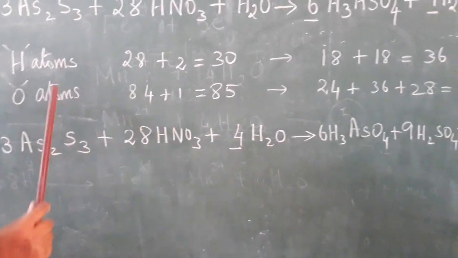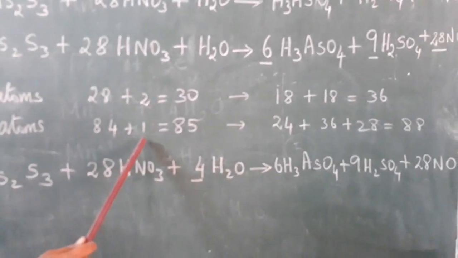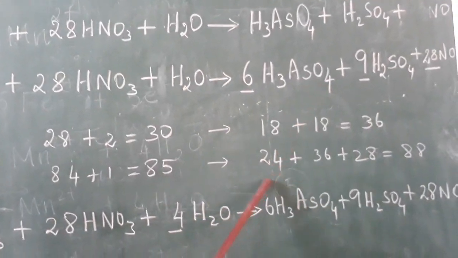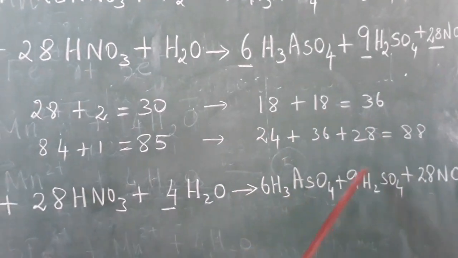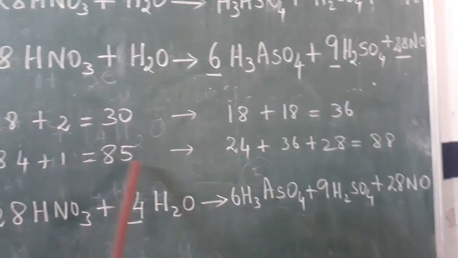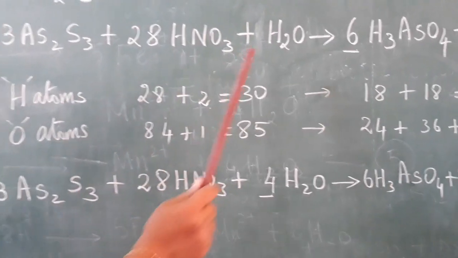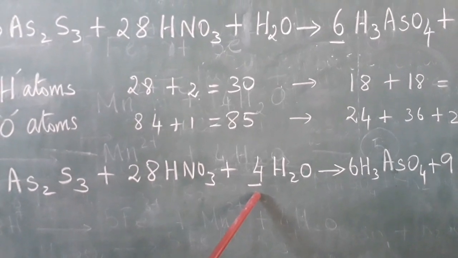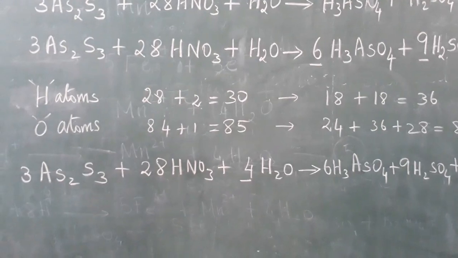For the oxygen atoms, here 28 into 3, 84, and one more oxygen is present in water, so 85. Here 6 into 4, 24, 9 into 4, 36, and 28. Adding these 3 we get 88. There is a shortage of 3 oxygen atoms. For that purpose, I am going to add 4 in front of the water. Now it is balanced. So this is the oxidation number method for balancing the equation.